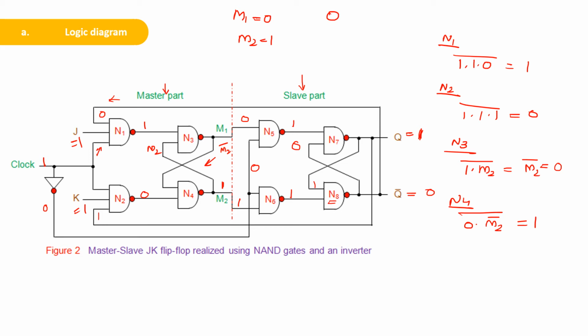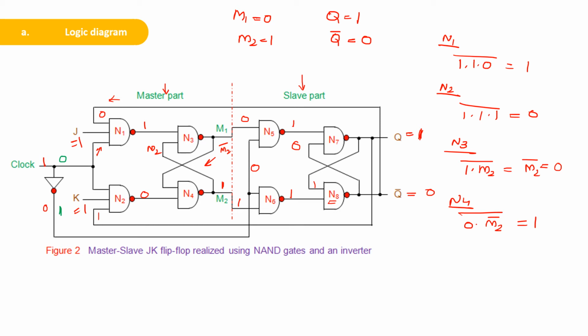Q is equal to 1 and Q bar equal to 0 at that instant. Now we can check what happens to the circuit when the negative clock comes. Now when the negative clock is coming, that is, this will be 0, so this will be 1. So this will be 1.